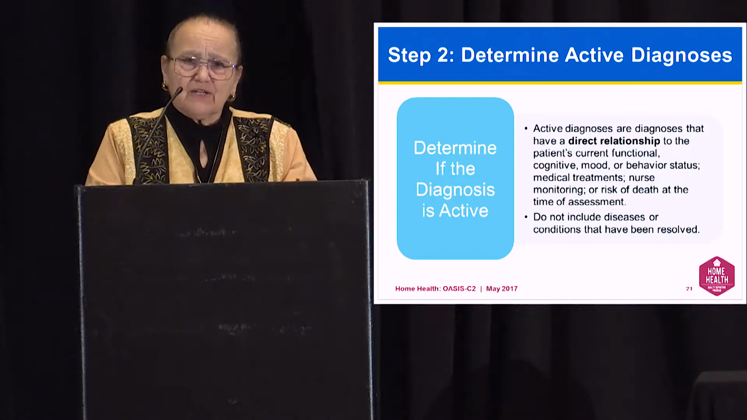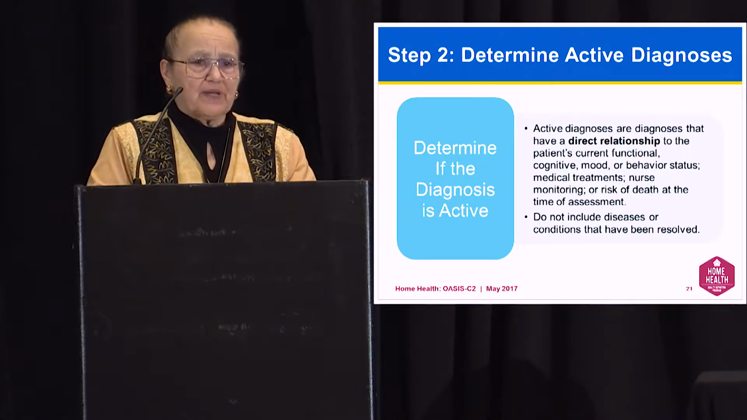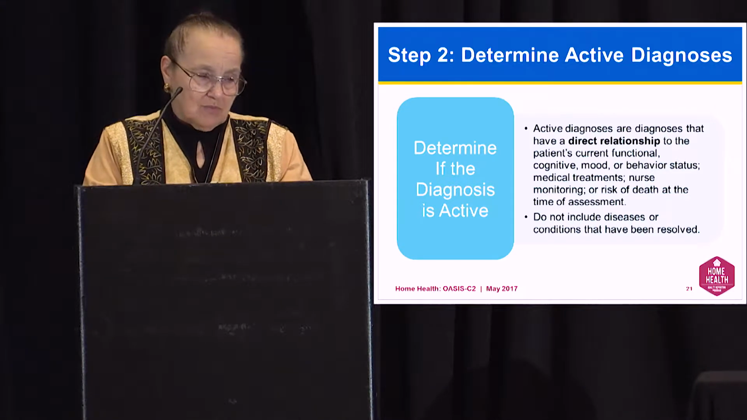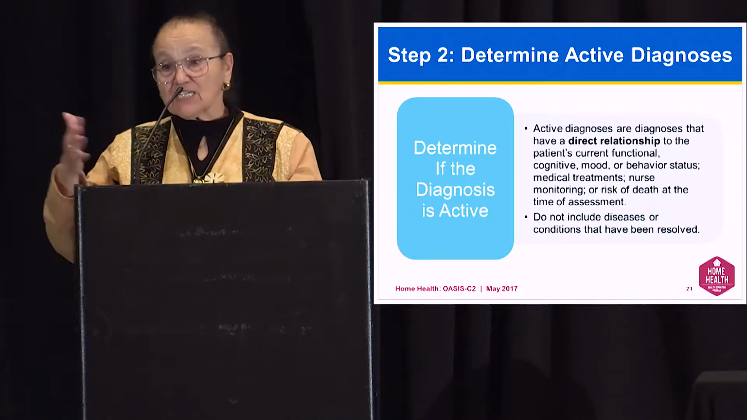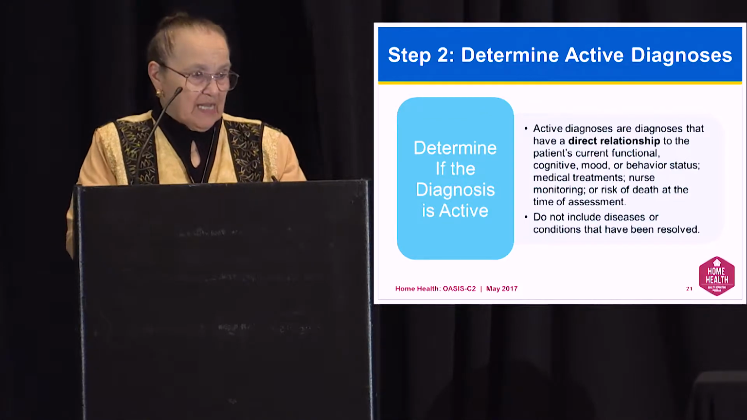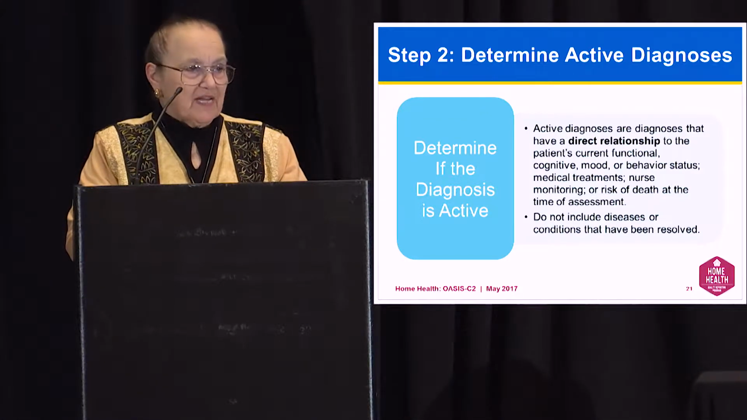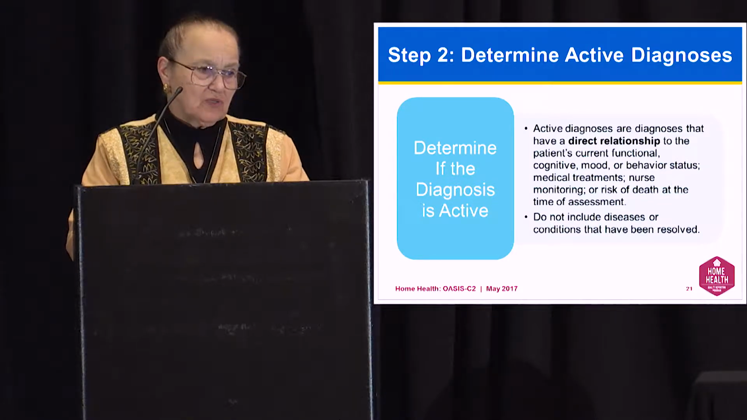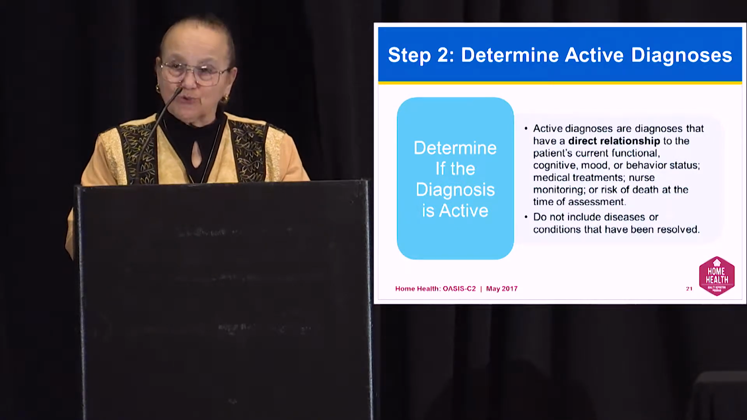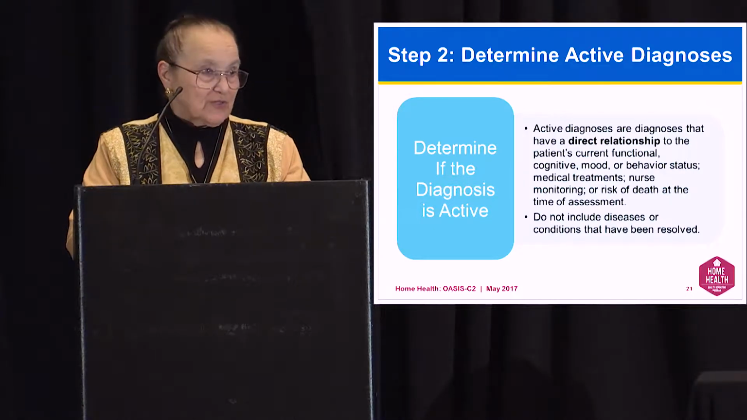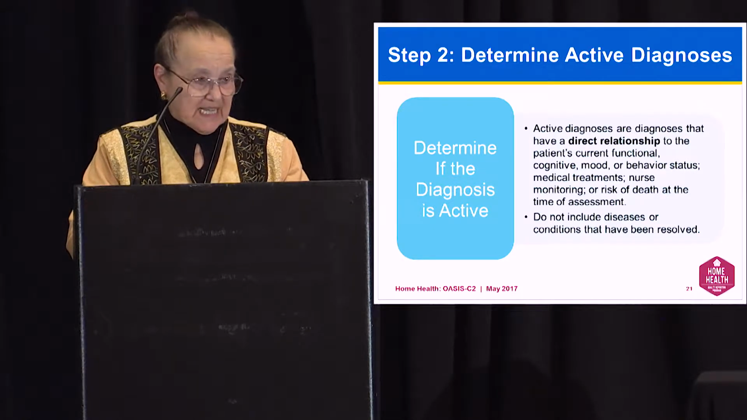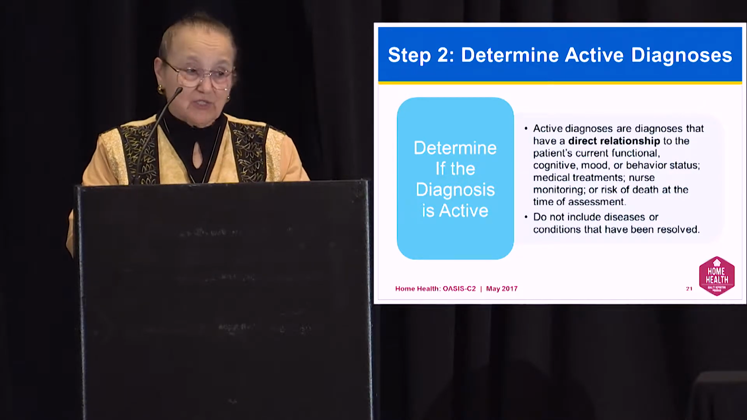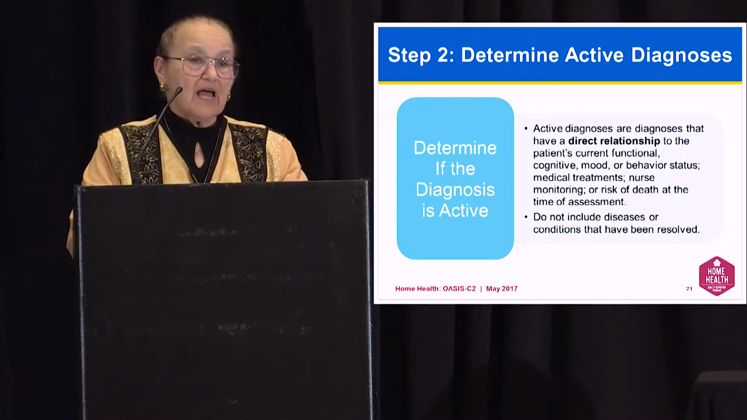So now I have this diagnosis. I got a signature on an interim order. Now what? How do I know if it's active or just historical? An active diagnosis is one that has a direct relationship to the patient's current functional, cognitive, mood, or behavior status. It relates to treatments or orders for the nurse that she is currently monitoring or assessing. It may be a factor in the risk of death or change in condition at the time of your assessment.